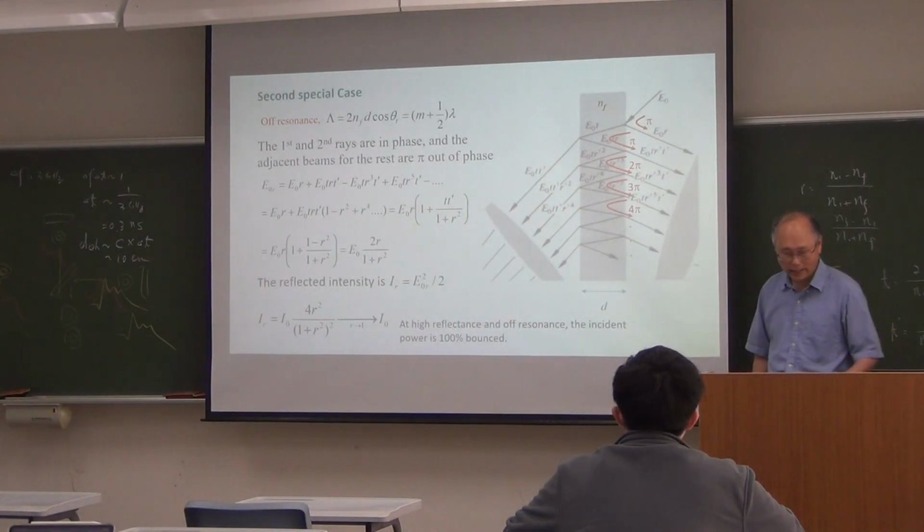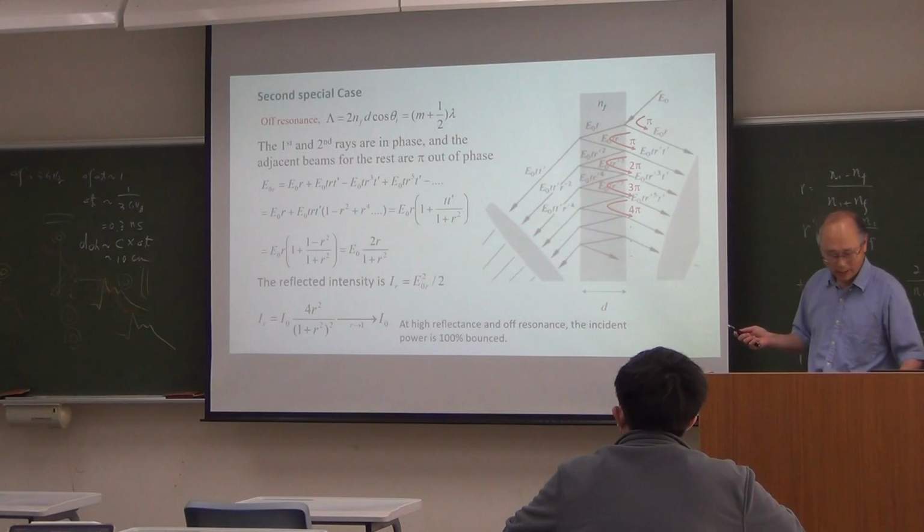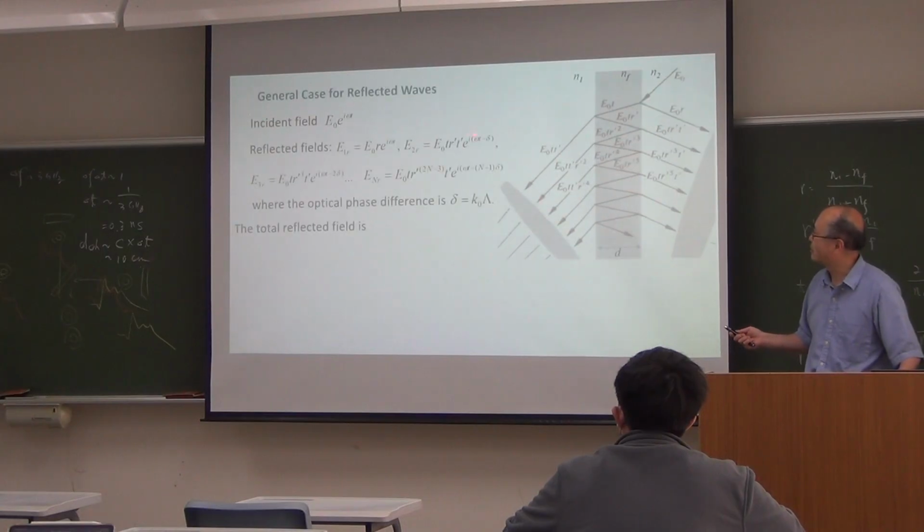But then the next case is going to be more general. We don't set this optic path to be an integer multiple of half wavelengths or an integer multiple of wavelengths. And the calculation is going to be more general because you need to add all the phases into the calculation. And then next time we'll be discussing the general case.